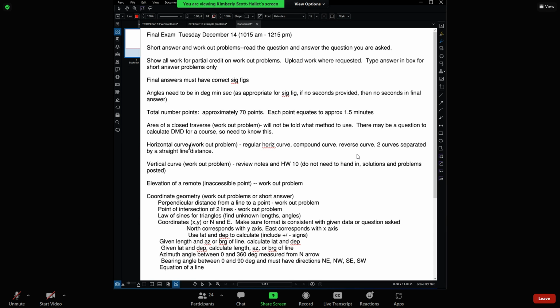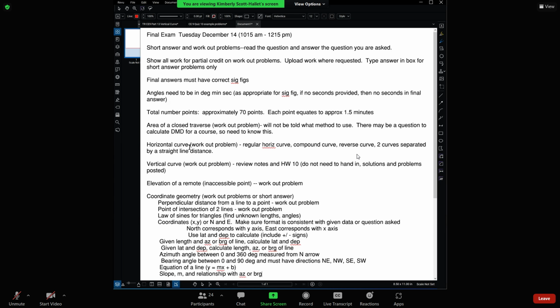Equation of a line. That's y is equal to mx plus b. Make sure that you can, again, find your slope. For that slope, there's a relationship with your azimuth or bearing. So if I give you an azimuth or bearing, you can calculate slope. And if I give you slope, you can calculate your azimuth or bearing. So you should know the relationship between them.